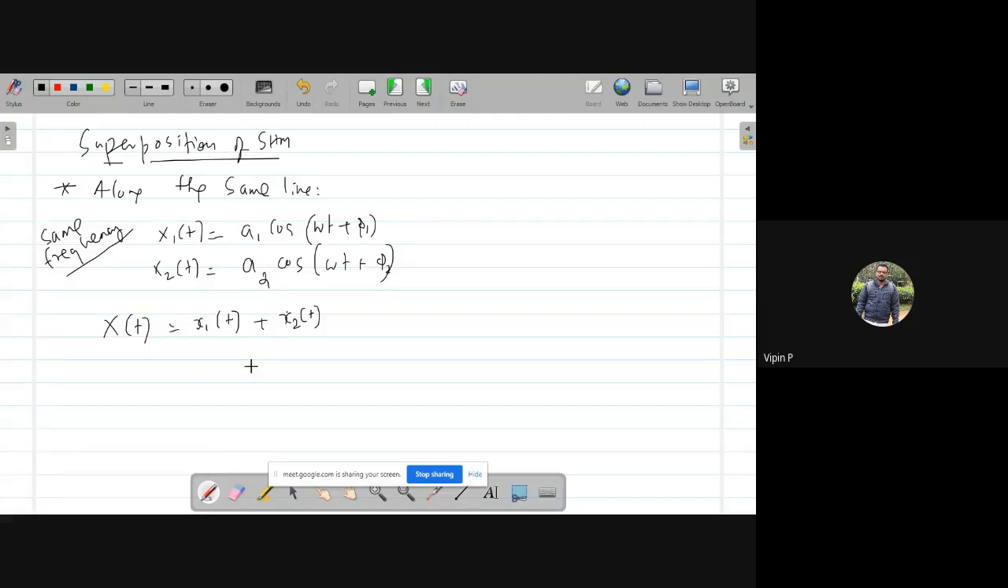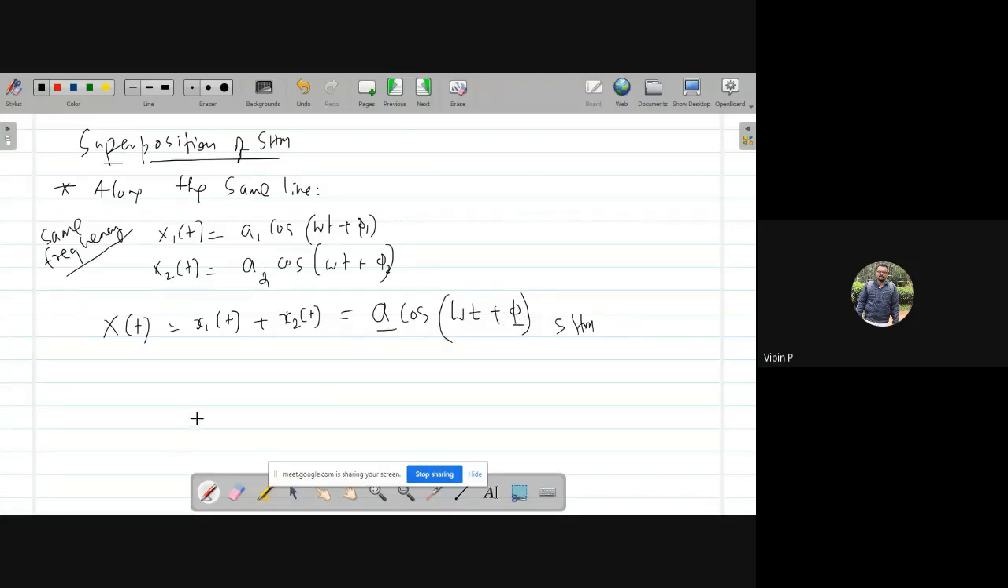So finally, my results would be something like this. The resultant oscillation will be given by an equation like this: A cos(omega t plus phi). If you look at this, this is still an SHM, because it's still in the same form as x1 or x2. The only thing is that A is different from A1 and A2, and phi is different from phi1 and phi2.